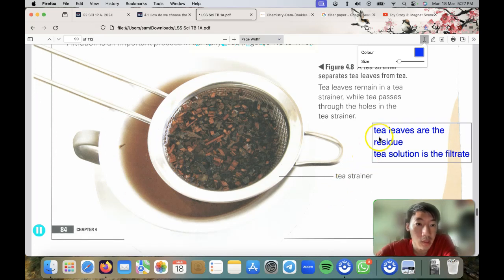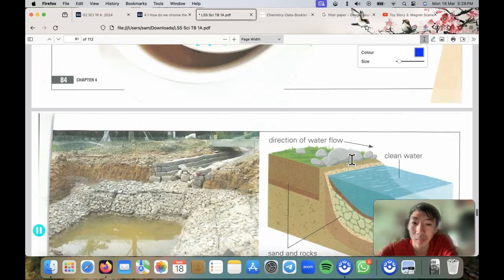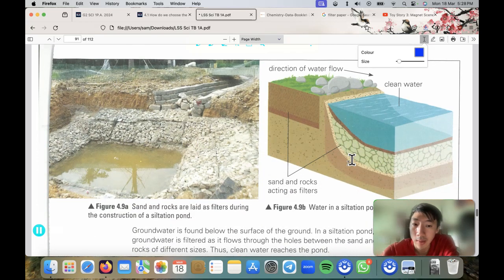So the tea leaves are the residue, whereas the tea solution is the filtrate. The solution is able to go out of the filter over here. Please write this down. Tea leaves are the residue, tea solution is the filtrate. I'll give you 20 seconds to do so. Okay, let's move on.